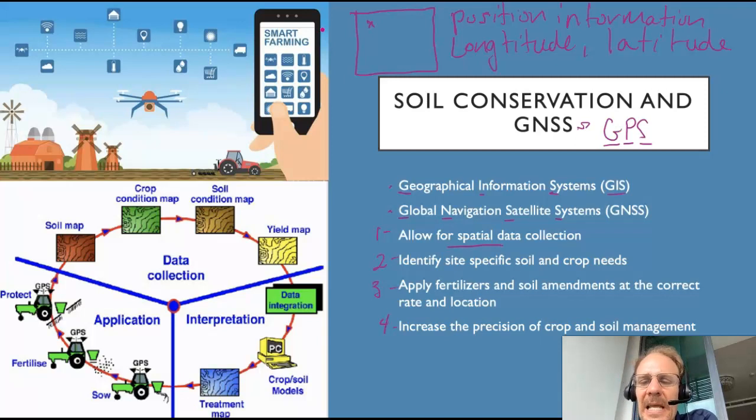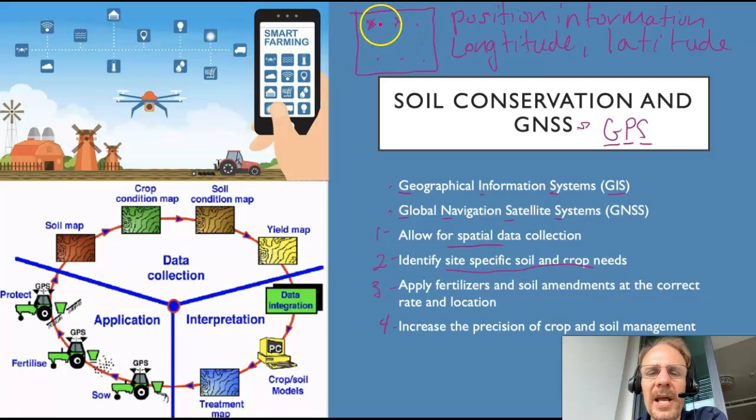Now the power of being able to collect spatial data is that we can then identify site-specific soil and crop needs. So for example, in a normal practice, we would sample this field. I'll put dots here to represent sampling the field. So we sample the field, and then we would average those samples together and apply fertilizer, apply lime at a single rate across the field. But we know that some areas of the field, let's for example talk about pH, some areas of the field are going to have a lower pH and some might have a higher pH. Some areas may need more lime and some areas less lime. But if we apply the same rate of lime across the entire field, that means some areas will be over-applied, some will be under-applied.